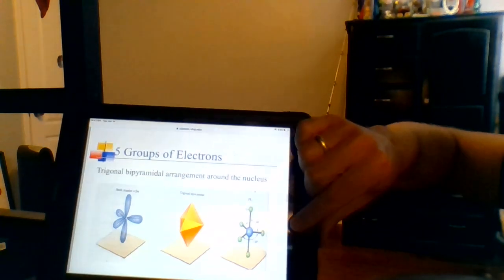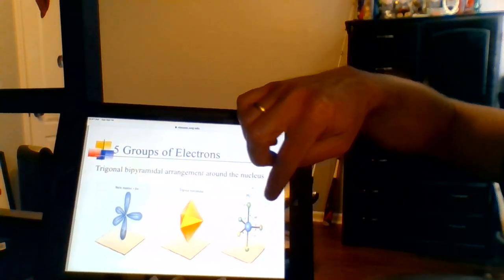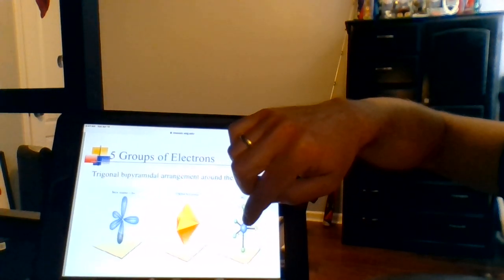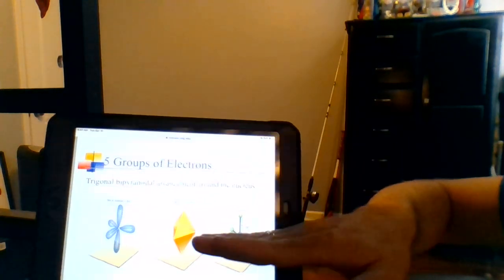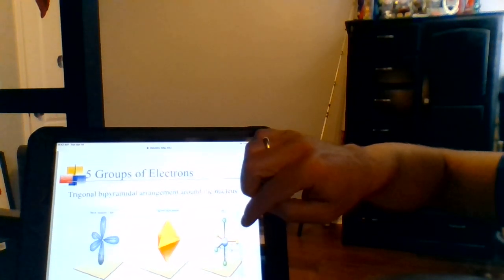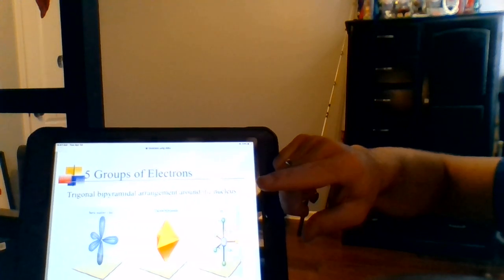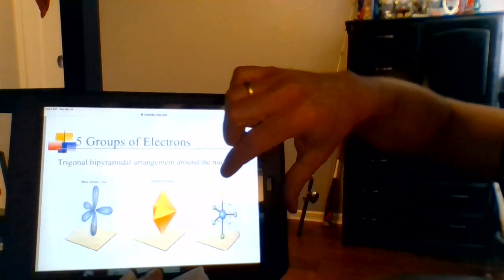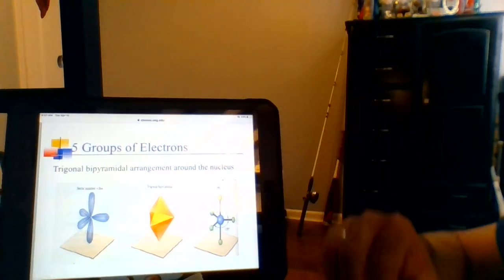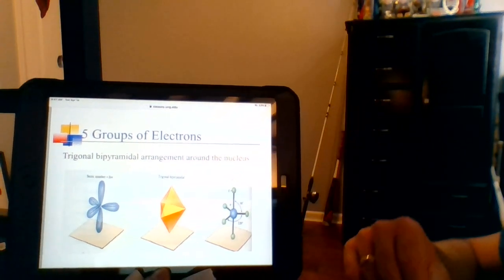The angles that we get: in the triangle, we get 120 all the way around the triangle. Then from the horizontal triangle to the top, it's going to be perpendicular, so a 90-degree angle. And then you actually get one more that's not in this PowerPoint. From the top all the way to the bottom, that would be an angle of 180. So there are actually 3 different angles that come up with trigonal bipyramidal.